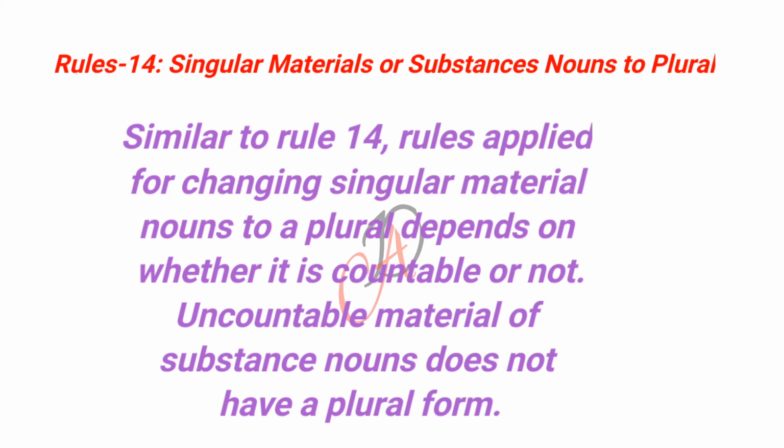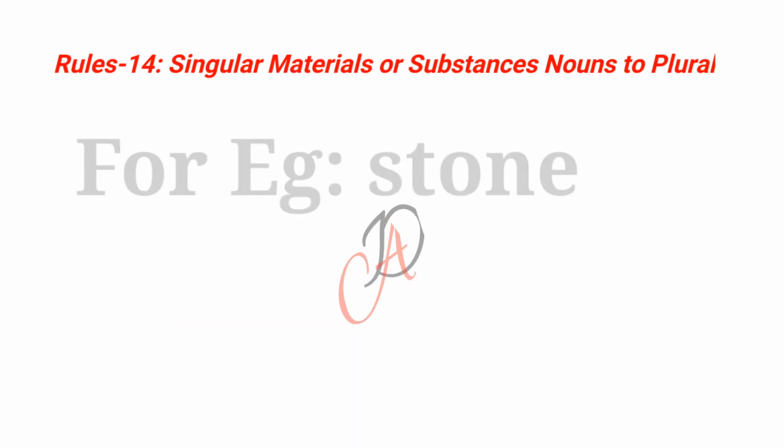But sometimes the same word can be countable as well as uncountable depending on its usage. Therefore, if the usage of the word suggests it as a countable noun, then we can change it to plural by the addition of s at its end. For example, the usage of the word stone.